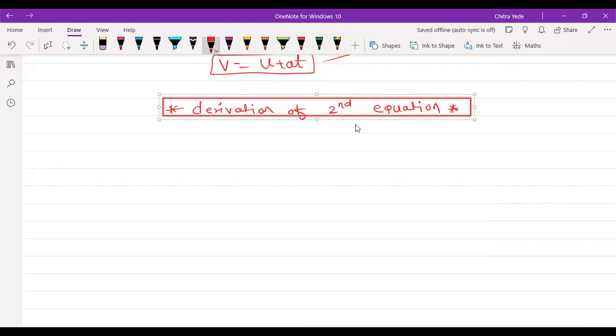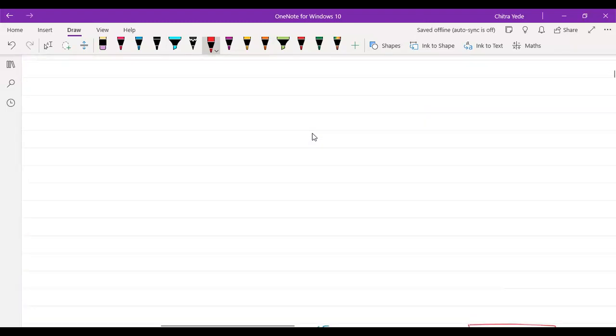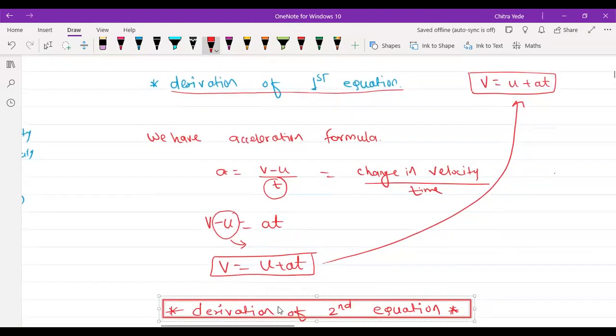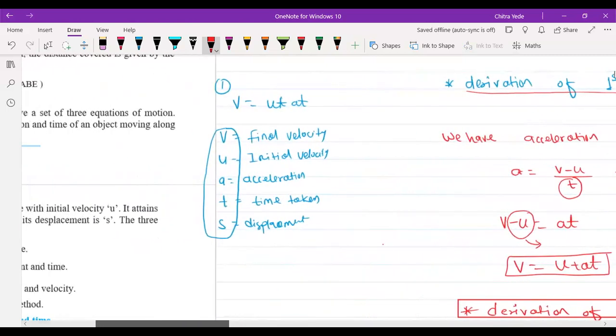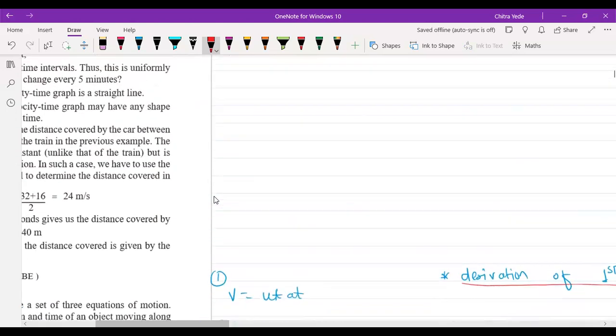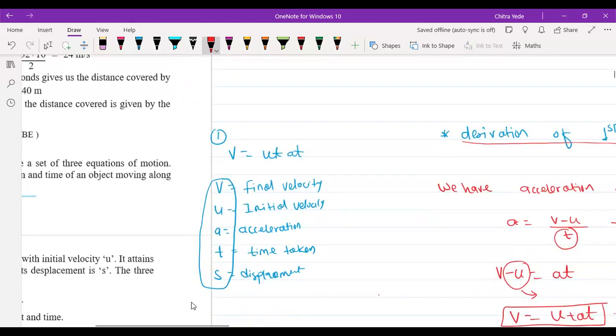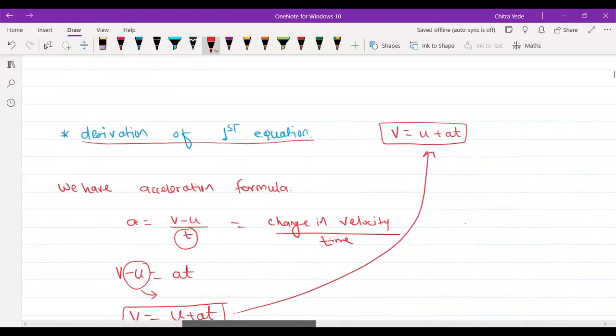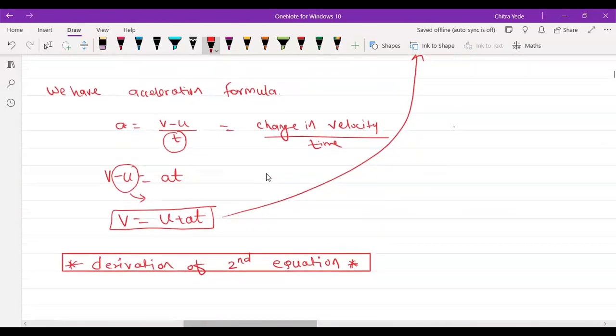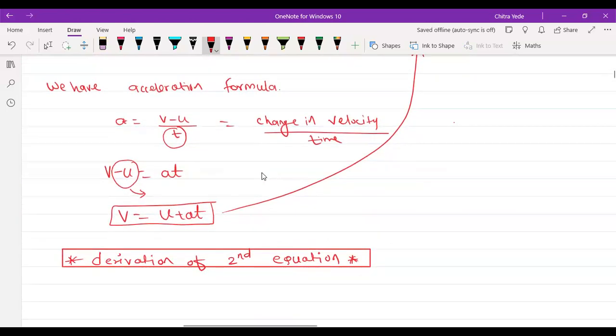I have written it already over here. It is s equals u t plus half a t square. What is the second equation of motion? s equals u t plus half a t square.